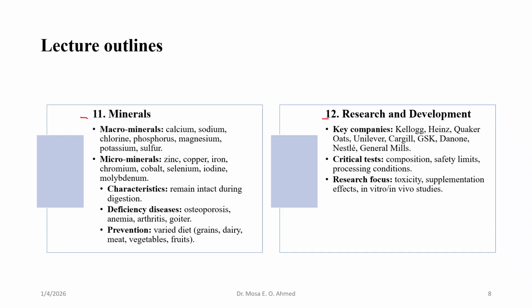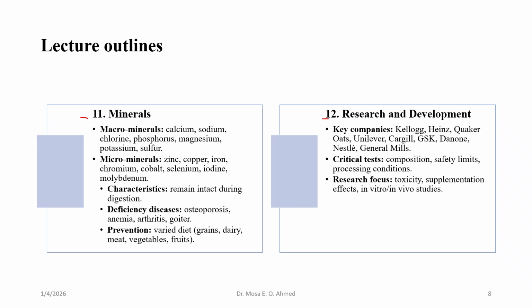osteoporosis due to loss or less intake of calcium, anemia due to less intake of iron, and arthritis, and goiter due to deficiency in iodine. And this type of disease can be prevented by taking a varied diet which is rich with these minerals, such as grains, dairy products, meat, vegetables, and fruit.